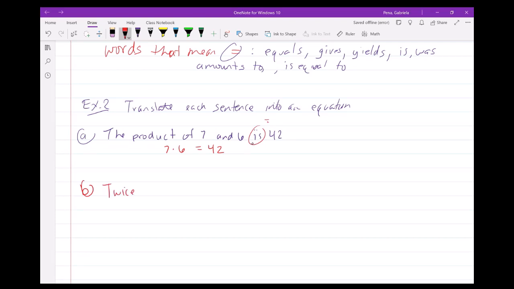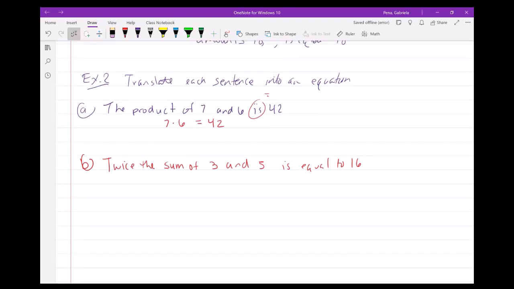Twice the sum of 3 and 5 is equal to 16. So twice the sum. Well, first let's take care of the sum. Sum means 3 plus 5. Is equal to means equals. Twice means we multiply this times 2. Twice the sum of 3 plus 5, which is 8. 8 times 2 is 16, so that's very true.